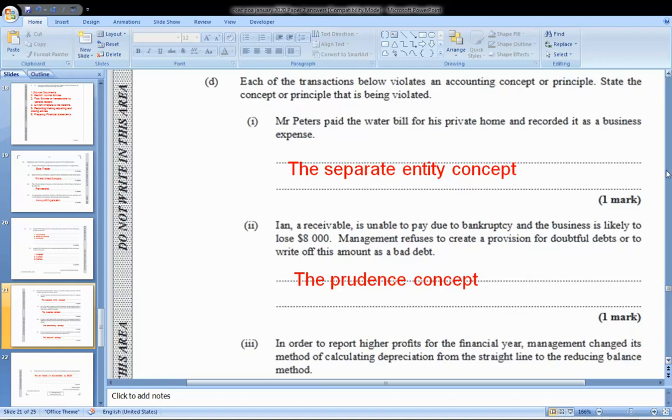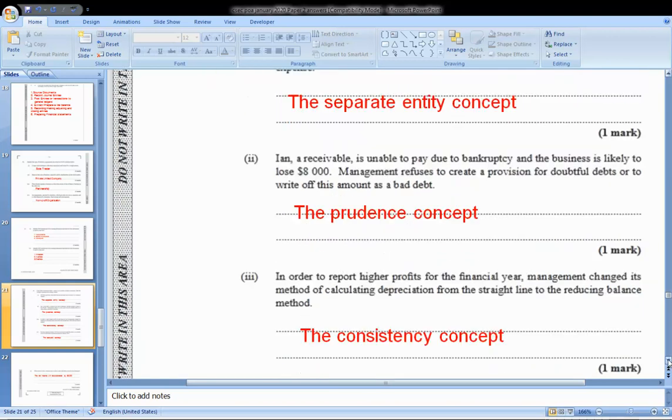Number 3, in order to report higher profits for the financial year, management changed its method of calculating depreciation from the straight line to the reducing balance method. We know this is the consistency concept. 1 mark for that.